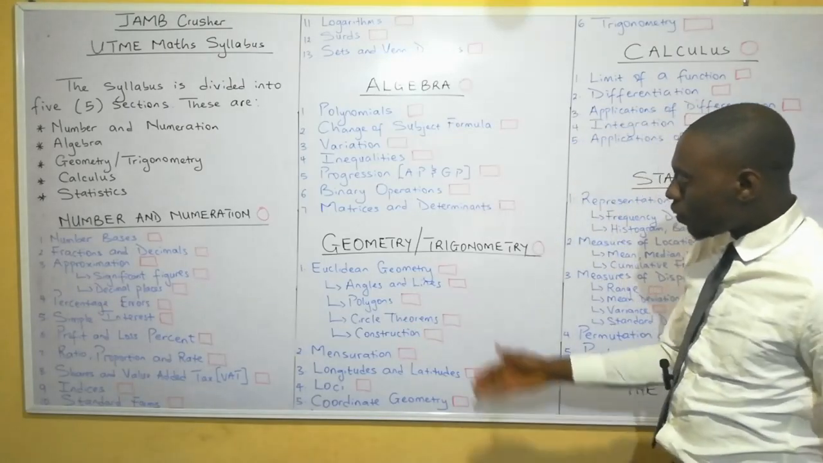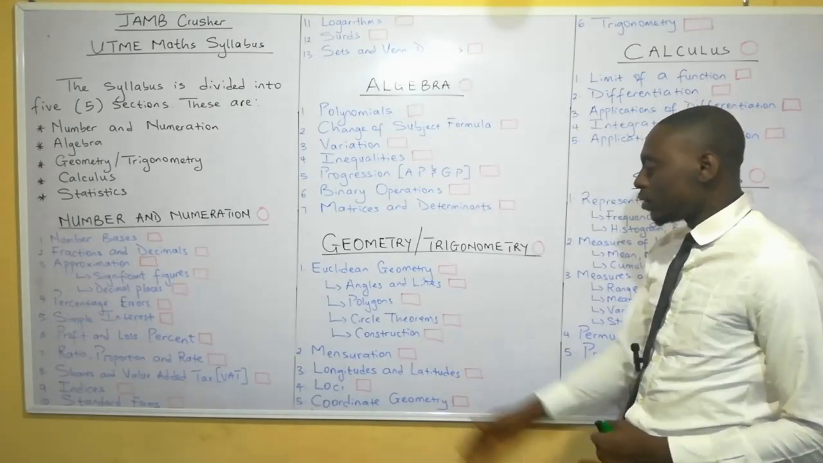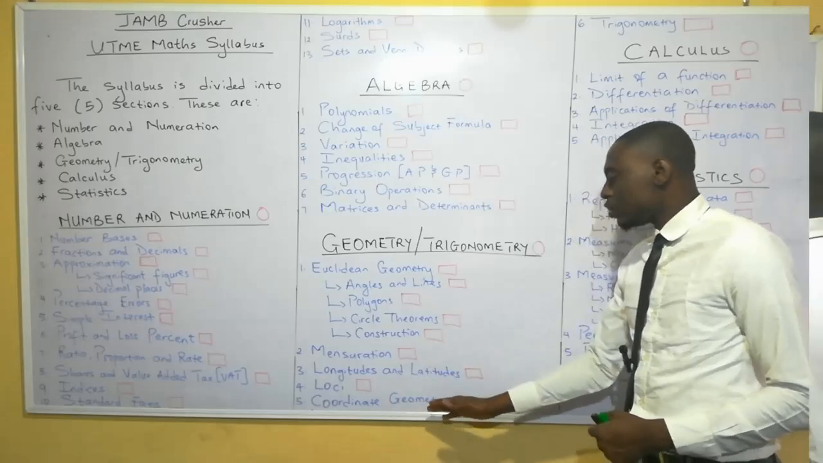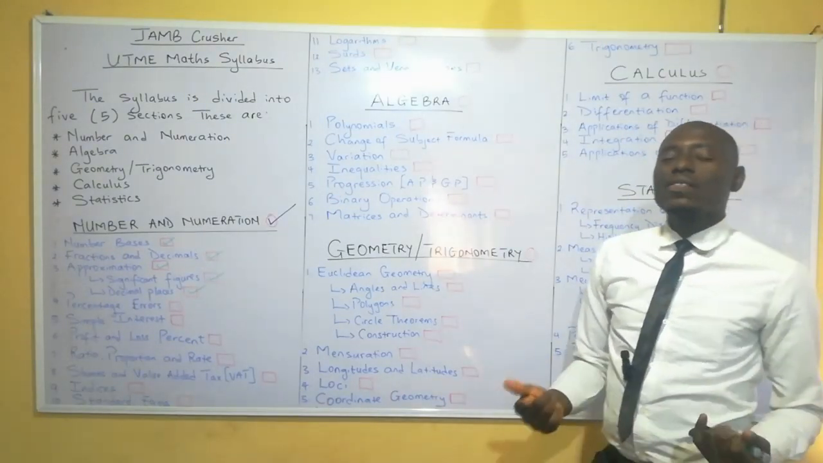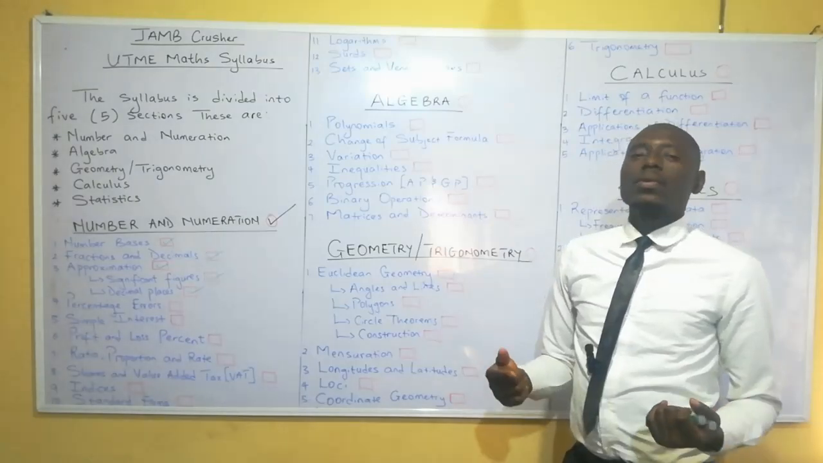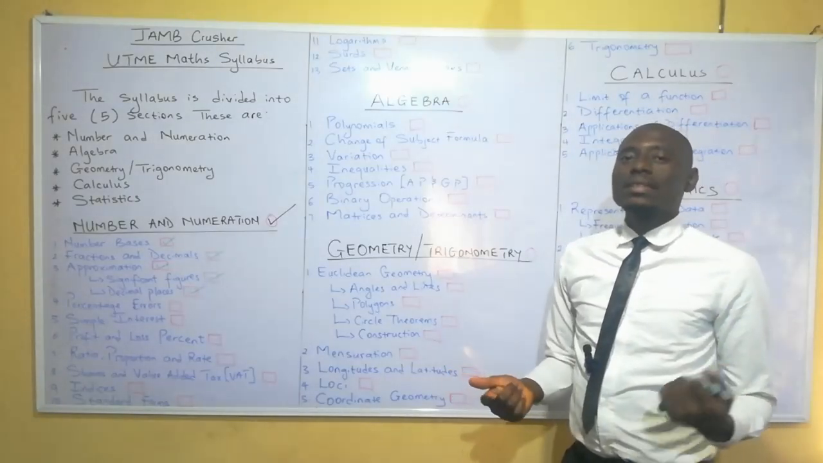Then moving on, we have longitudes and latitudes, loci, coordinate geometry. Under trigonometry, we will look at angles of elevation and depression. We are going to talk about bearings and distances.